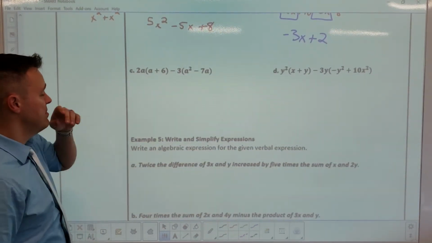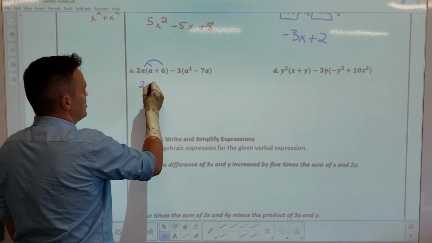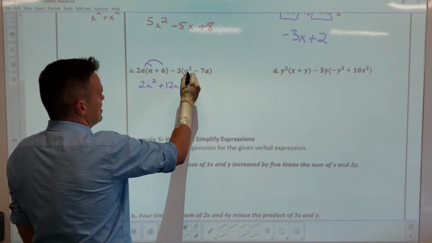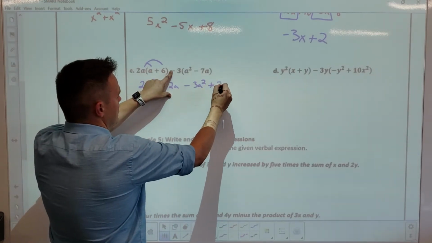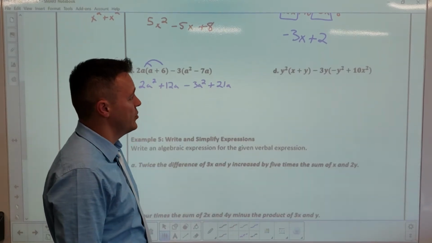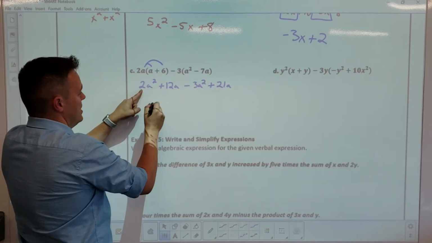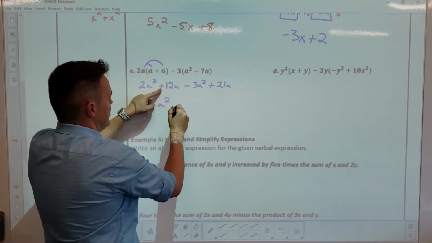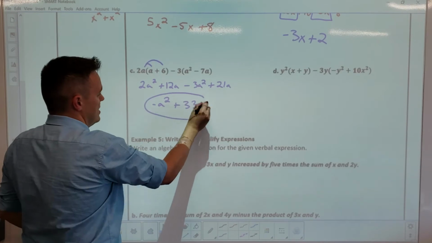Letter C, same thing, okay? Multiply these out. So this would be 2a squared plus 12a, and then this is going to be minus 3a squared, and then negative and a negative is going to be a positive 21a, okay? Make sure you guys follow along on that aspect as you go through it. Now you combine like terms. 2 and a negative 3 is negative a squared plus 33a. Okay, so there's your answer there.